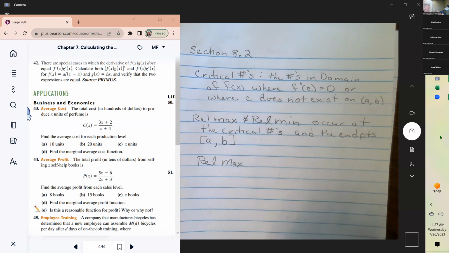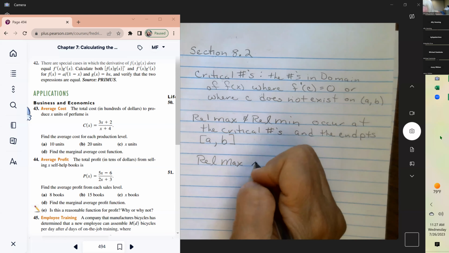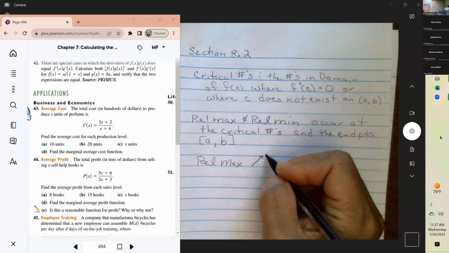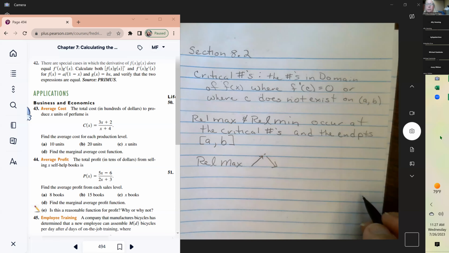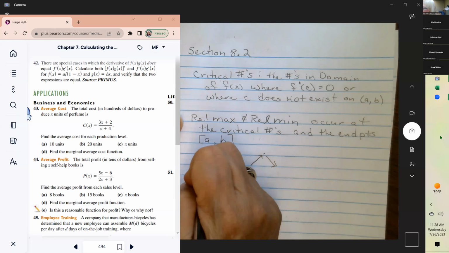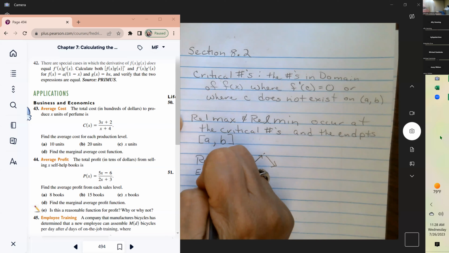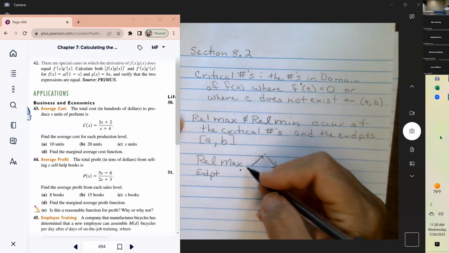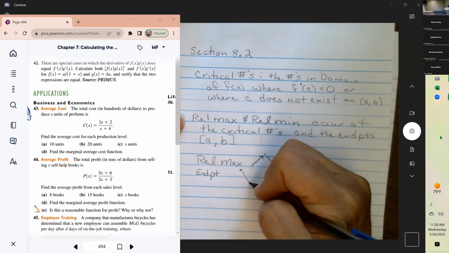We have a relative max, and these drawings are if we were looking at a graph. We have a relative max if the graph is going up and then down. This would be a max. But it could also be at an endpoint. To be at an endpoint, if this was A, this one would be coming down.